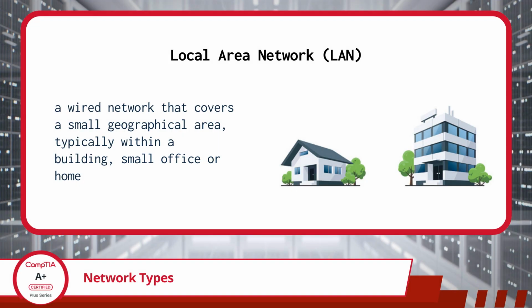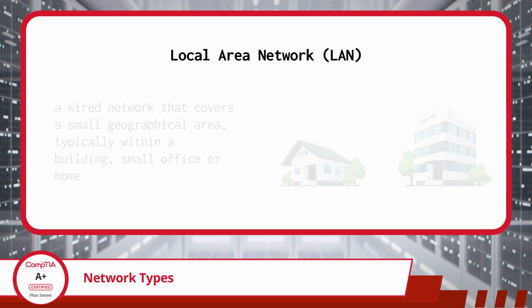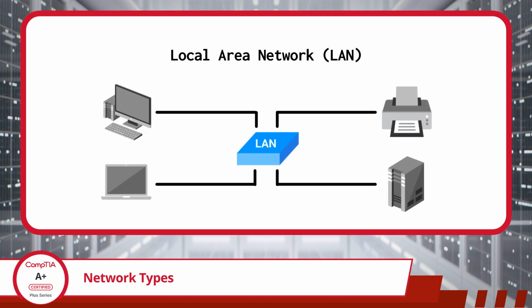Next, we have local area networks, or LANs. A LAN is a wired network that covers a small geographical area, typically within a building, small office, or home. This type of network allows devices to share resources, such as files or printers, within a single, contained environment. LANs are typically wired, using Ethernet cables to connect computers and other devices to a central router or switch, but they can also be wireless.